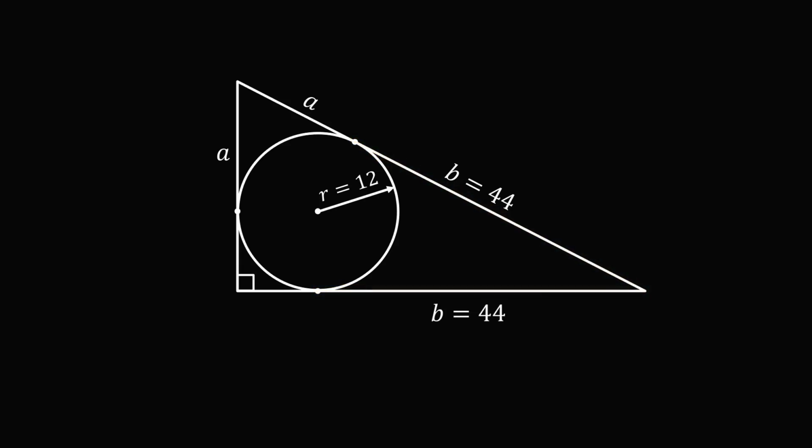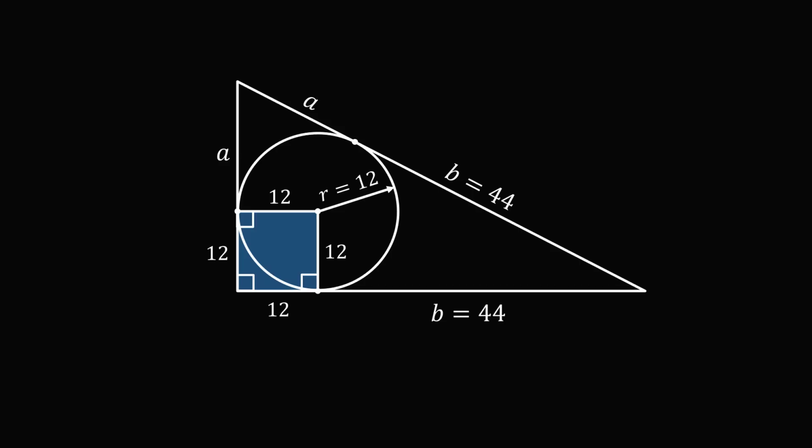Let us now construct radii to the other points of tangency. Construct a radius to the point of tangency on the shorter leg. We will form a right angle with the radius and the leg. And we will do the same thing for the longer leg. So here we have a radius to the longer leg and we have a right angle here. We have now constructed a quadrilateral, and it will be easy to see that this is a square. So all sides of the square will have the same length, which is equal to 12.